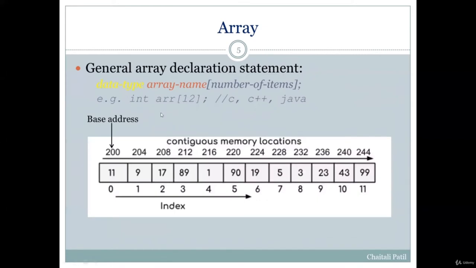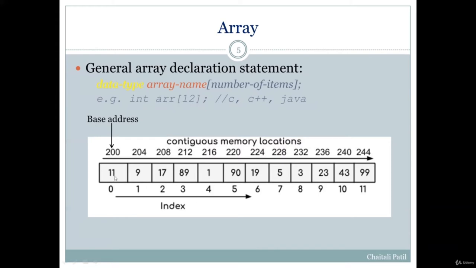How to declare the array? The syntax for declaring the array is data type, array name, and the size of array. The size means how many elements we want to store in that array. For example, int arr[12], where arr is the array name, and suppose we want to store 12 elements, then this is the syntax. Int is the integer data type for storing integer elements. This syntax is allowed in C, C++, and Java.